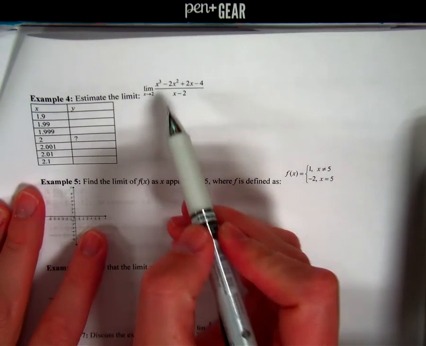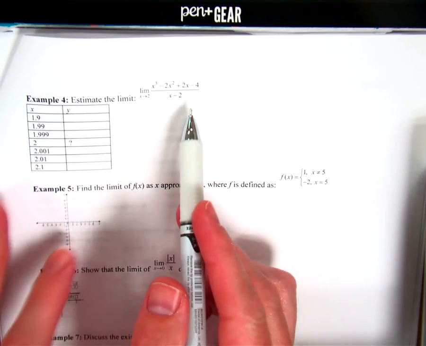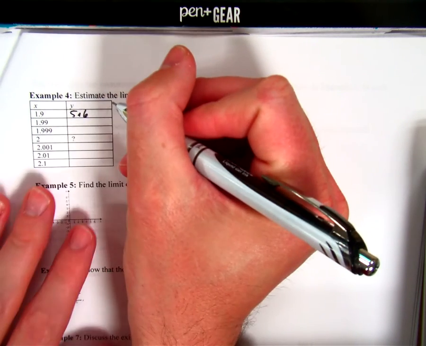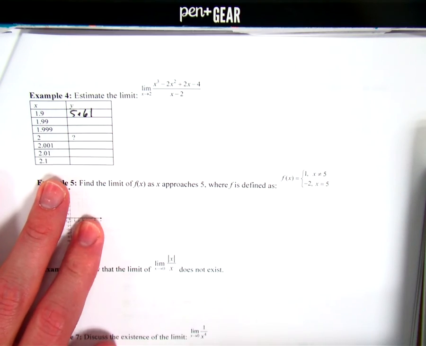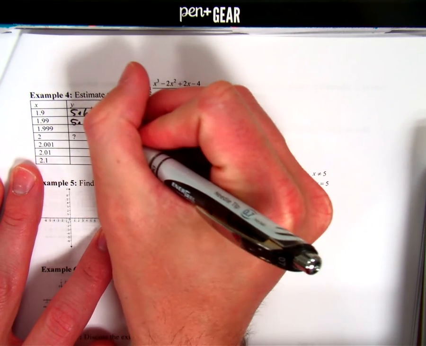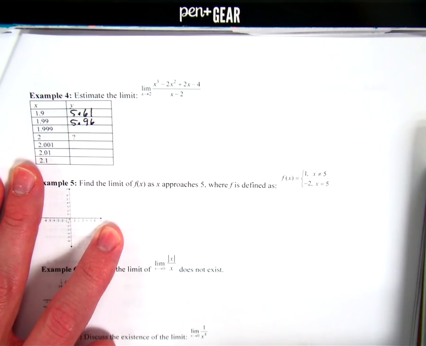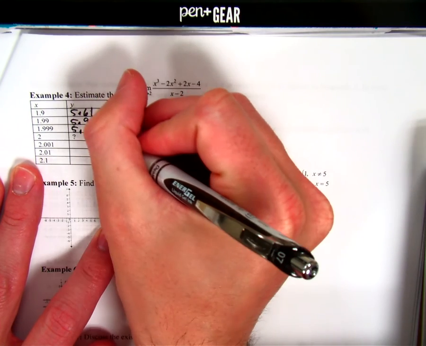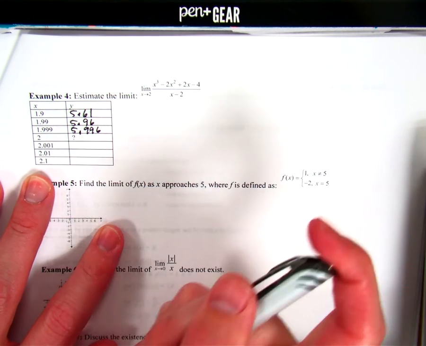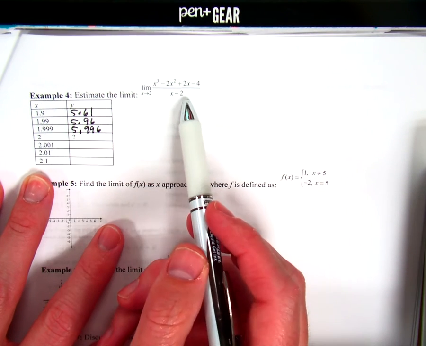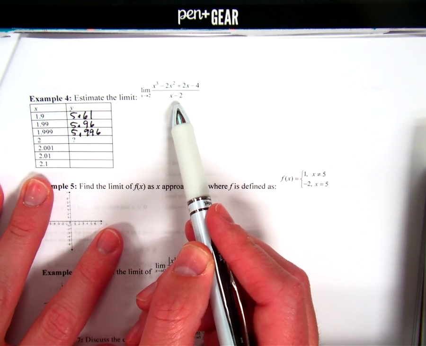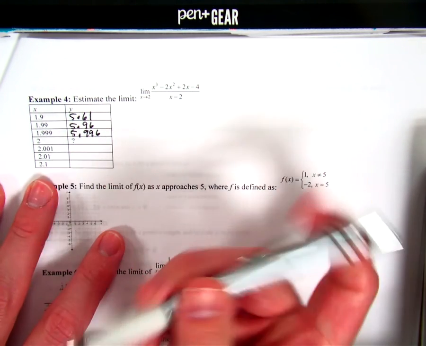So if we put 1.9 in there, we should be getting 5.6, 5.61, and 1.99 gives us 5.96, and then we would get 5.996. And it looks like we're getting really, really close to 6. Can't just directly substitute 2 in, because if I put 2 in, we're going to have 0 in the denominator. We can't divide by 0. Let's go the other way.